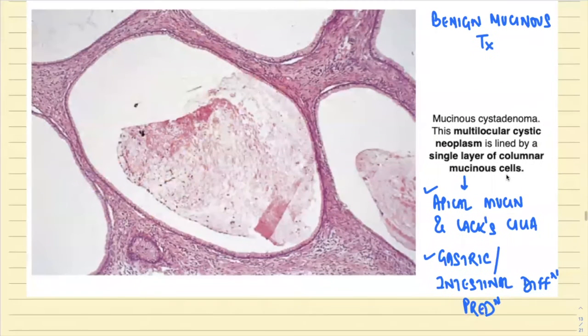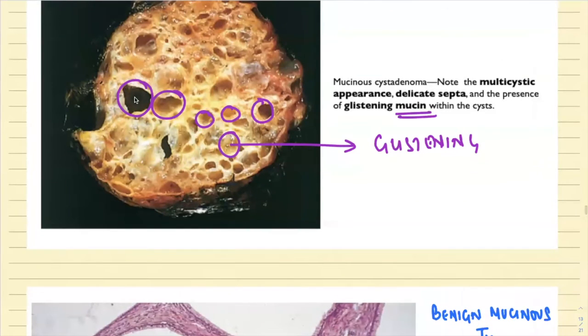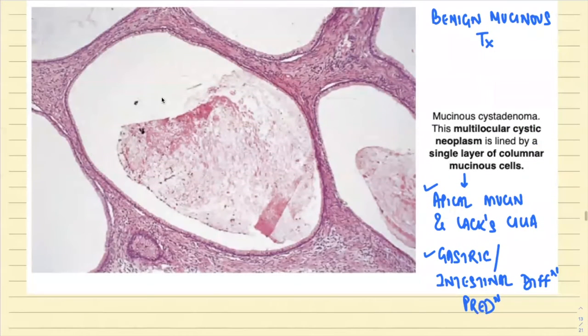Now, this is the benign mucinous tumor. As you can appreciate over here, this is one cyst, this is another cyst, separated by this fibrovascular septa. Over here also there are multiple cysts, and they are separated by this septa. Very important, they are lined by a single layer of columnar epithelium, and this columnar cell is very much like your gastric or intestinal columnar cells, and they contain the goblet cells also.